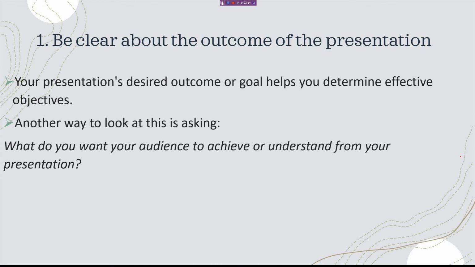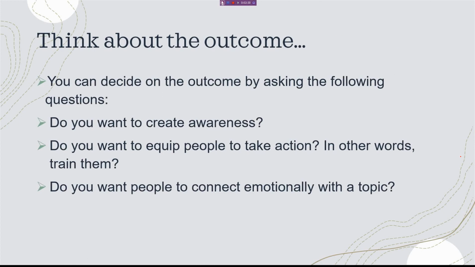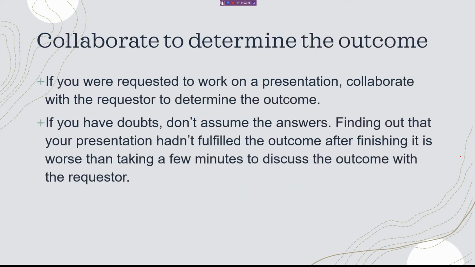Your presentation's desired outcome or goal helps you determine effective objectives. Another way to look at this is asking, what do you want your audience to achieve or understand from your presentation? Think about the outcome. There are 3 questions you can ask to decide on the outcome. Do you want to create awareness? Do you want to equip people to take action, or in other words, train them? Or do you want people to connect emotionally with the topic?